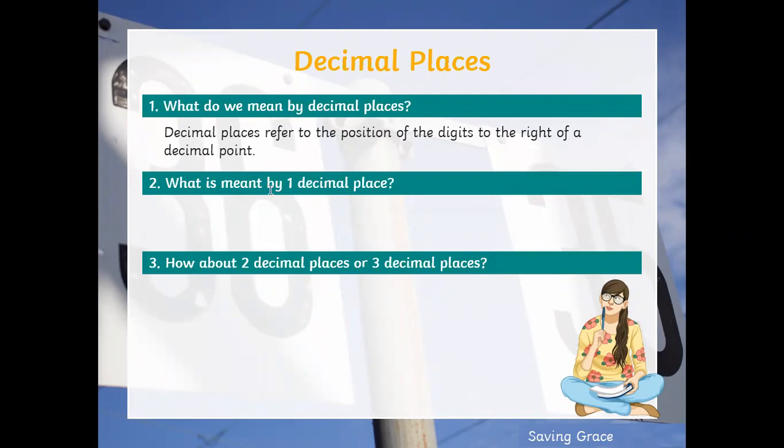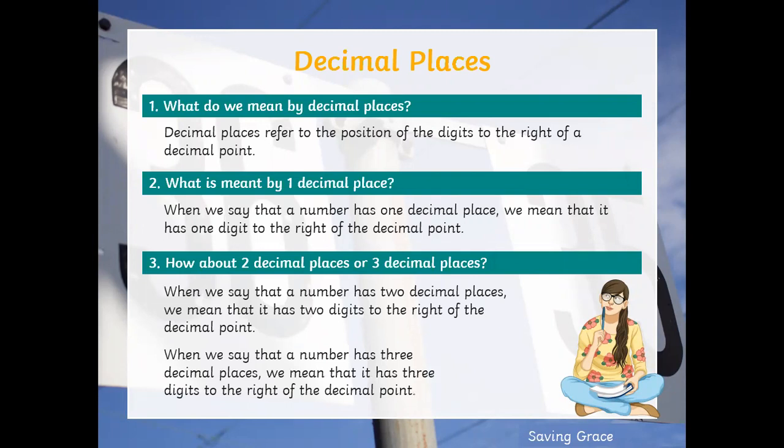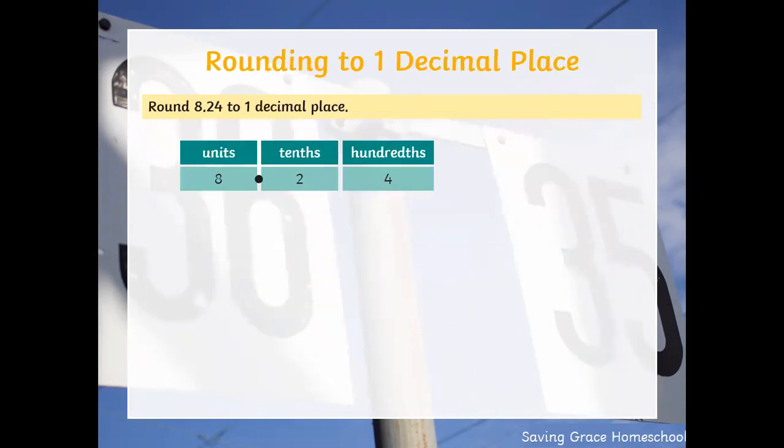So what is meant by one decimal place? When we say that a number has one decimal place, we mean that it has one digit to the right of the decimal point. Then 2 decimal or 3 decimal. When we say that the number has 2 decimal places, we mean that it has 2 digits to the right of a decimal point, and the same for 3. Then it will have 3 digits to the right of the decimal point.